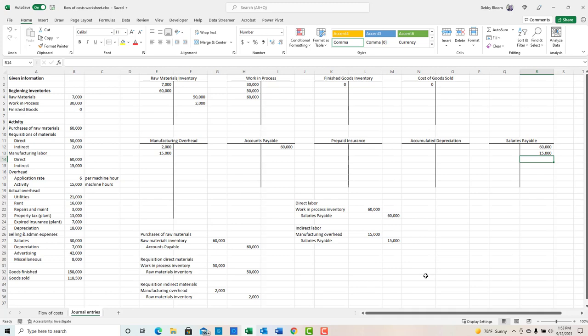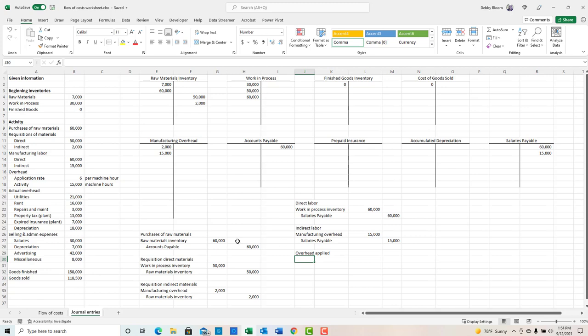Next, we're going to move on to our manufacturing overhead applied. Notice I'm basically going down the list of the activity. We've got our purchases of raw materials, requisitions of raw materials, and we've journalized the manufacturing labor. Now we have to journalize our manufacturing overhead, first the applied, and then the actual overhead. Our selling and administrative expenses are just going to be journalized as straight expenses like you learned in Accounting 1, so I won't go over those. Let's move on to the overhead applied.